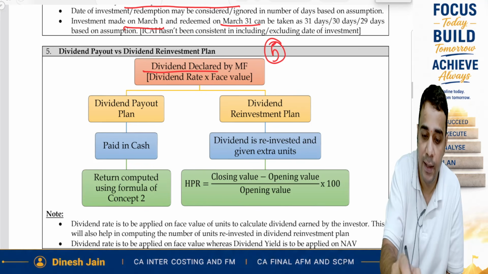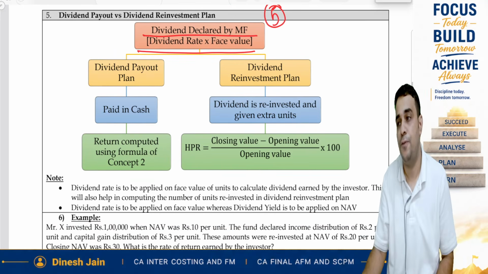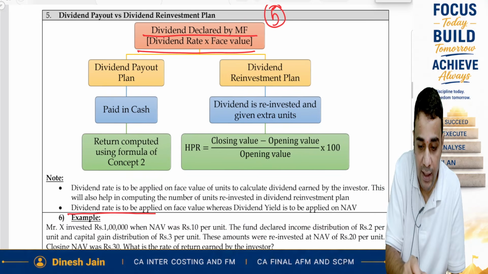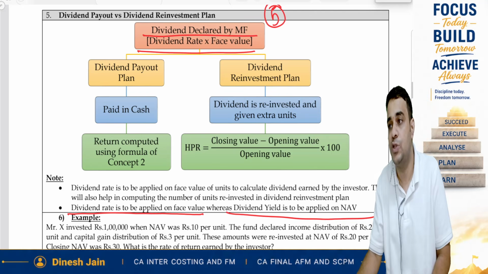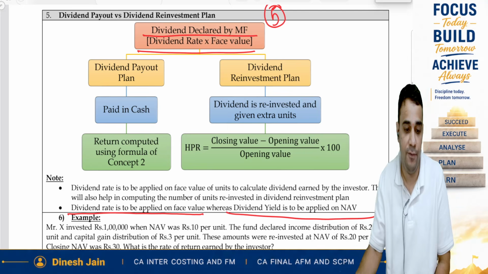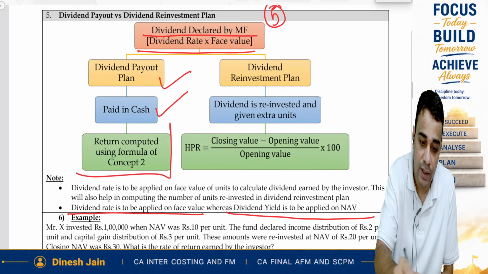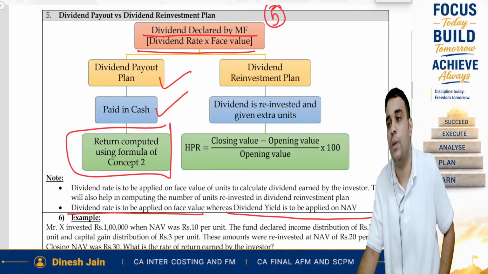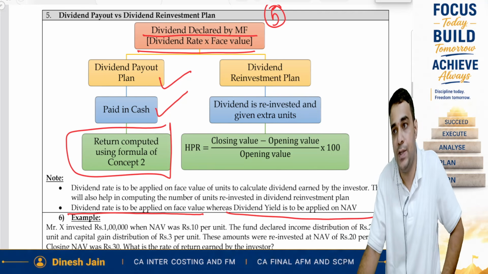Now let's see here. Dividend declared by a mutual fund: dividend rate into face value. Dividend rate is to be applied on face value. Yield is to be applied on NAV. Payout plan, paid in cash, return computed using the formula of concept 2. Concept 2 is NAV1 minus NAV0 plus D1 plus CG1, divided by NAV0, into 100.